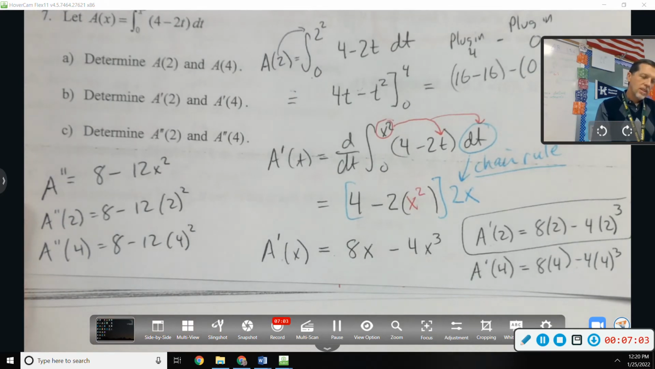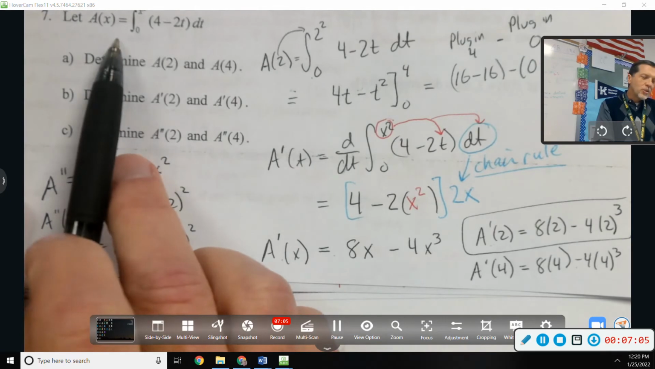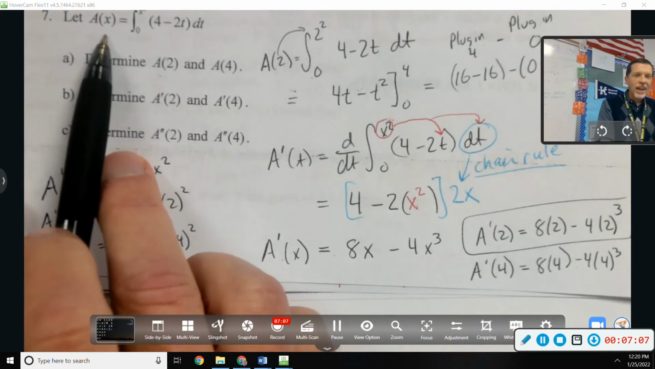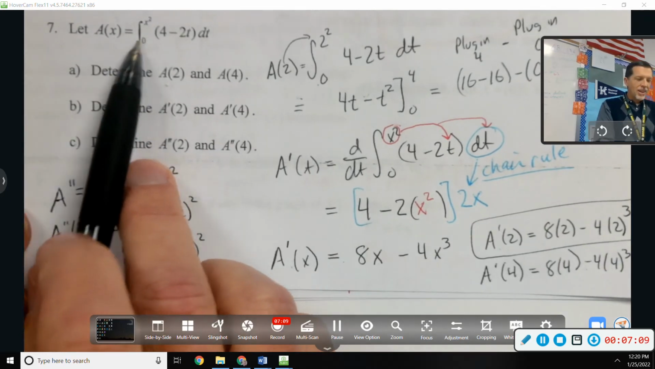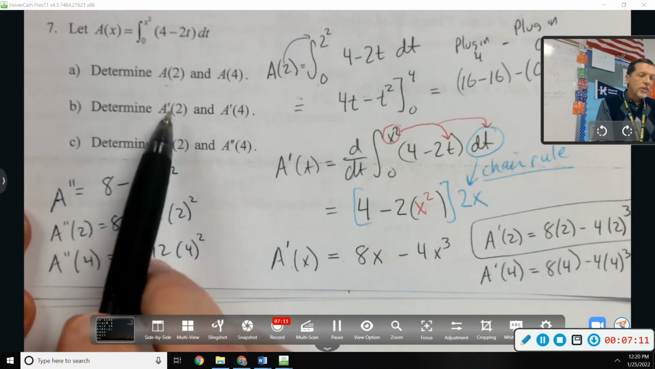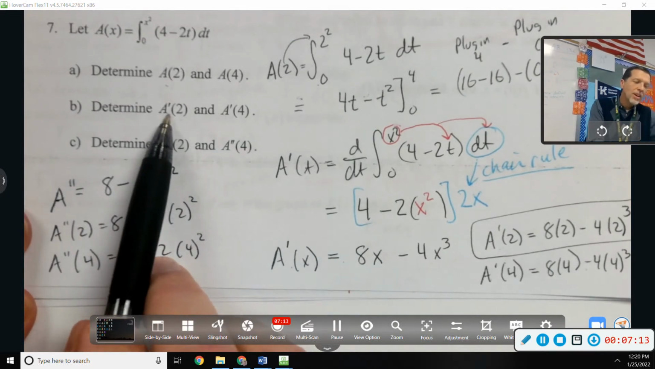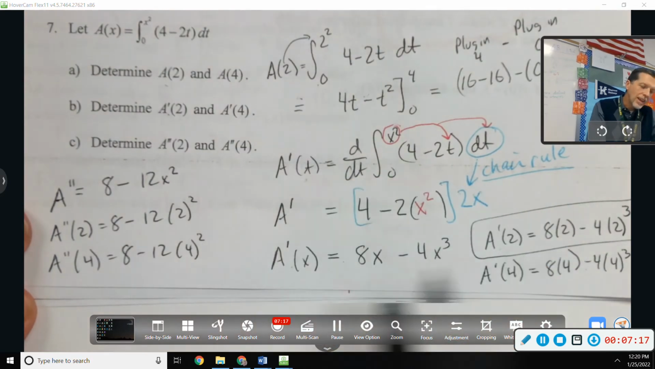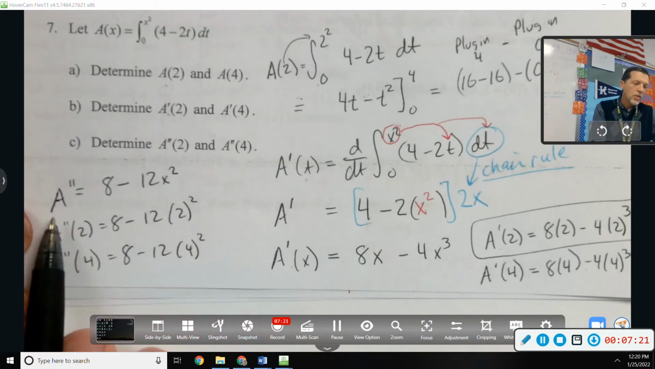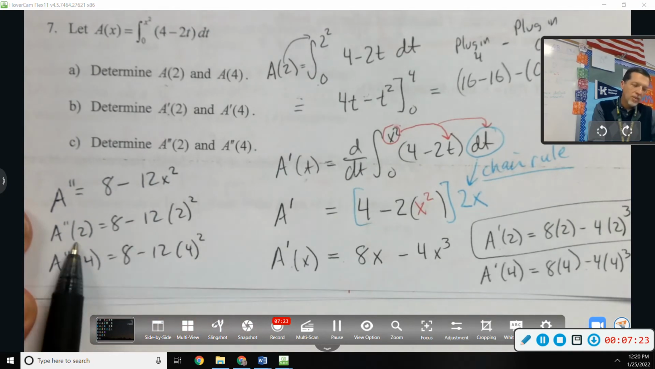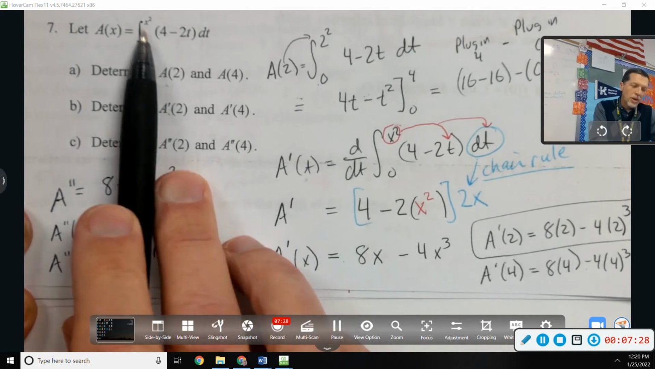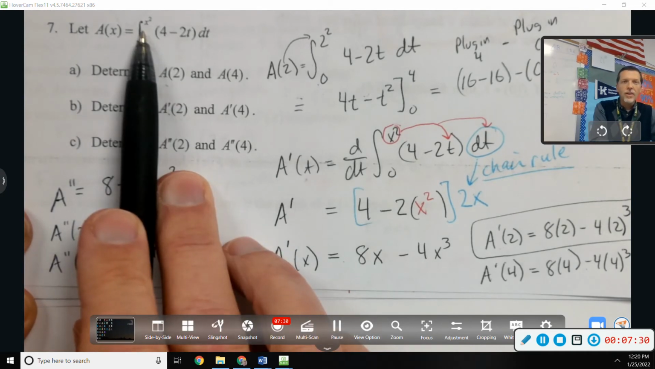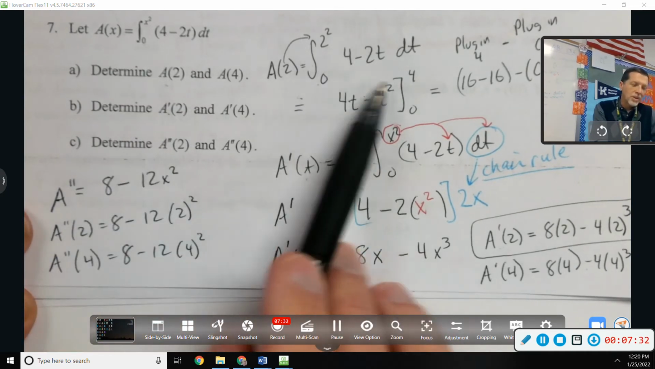There's nothing else to do with this. Find A of 2: this is my expression for A, so let's plug in 2. I don't have an expression for A prime, so I need to get an expression for A prime. Then I can plug in 2. I don't have an expression for A double prime, so I get an expression for A double prime and then plug in 2. That's a better way to say it. I have an expression for A, so I'm ready to plug in 2. It's ready to go. I mean, there's work to be done, but it's ready to go.